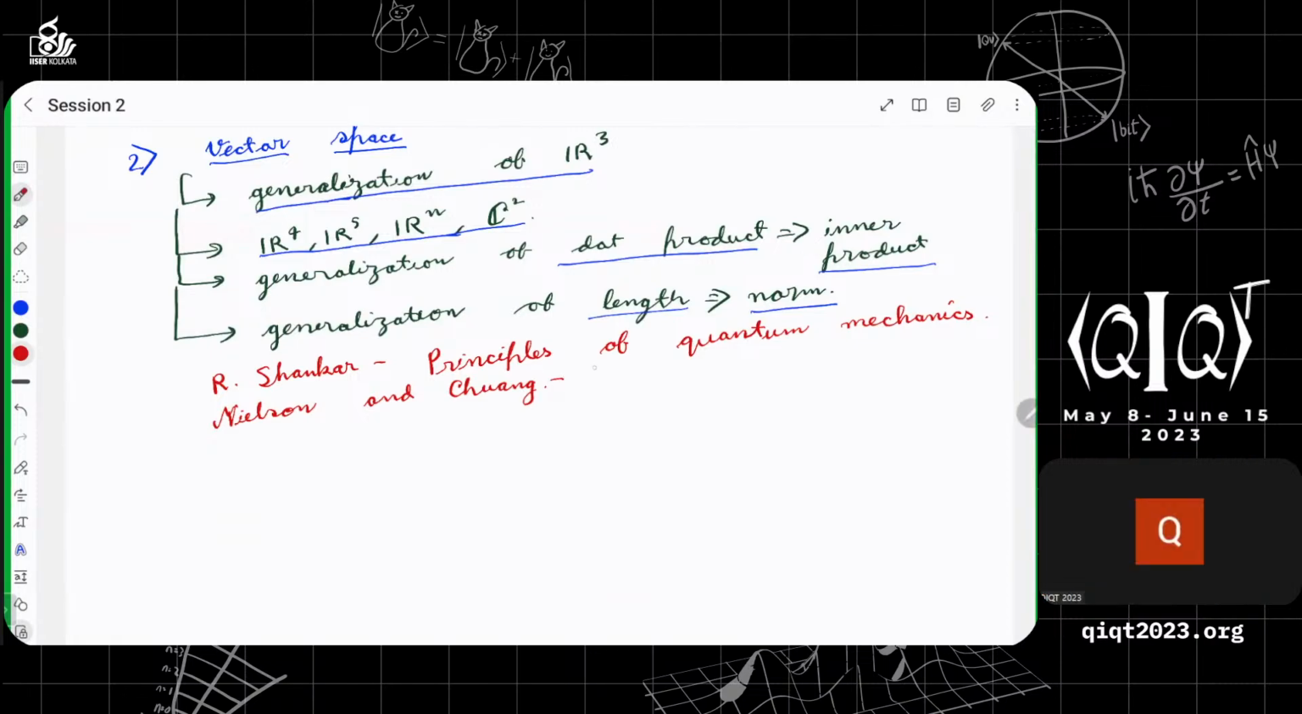And the name of the book by Nielsen and Chuang is Quantum Computation and Quantum Information.